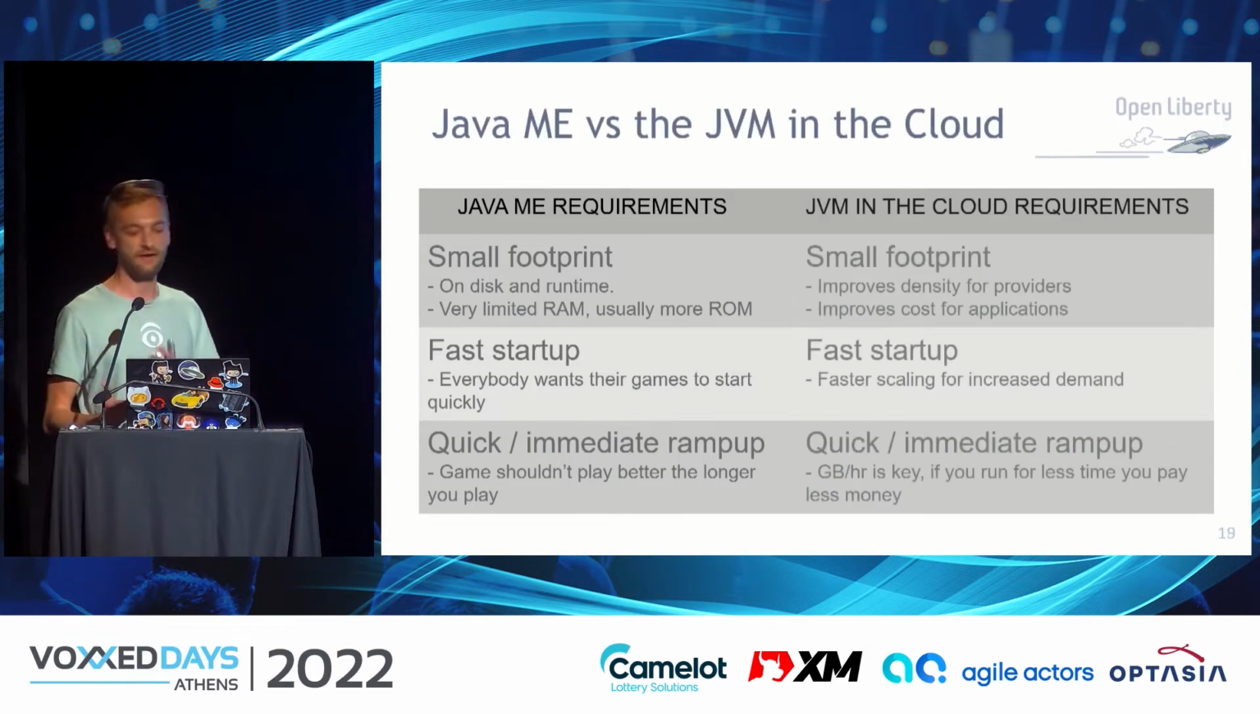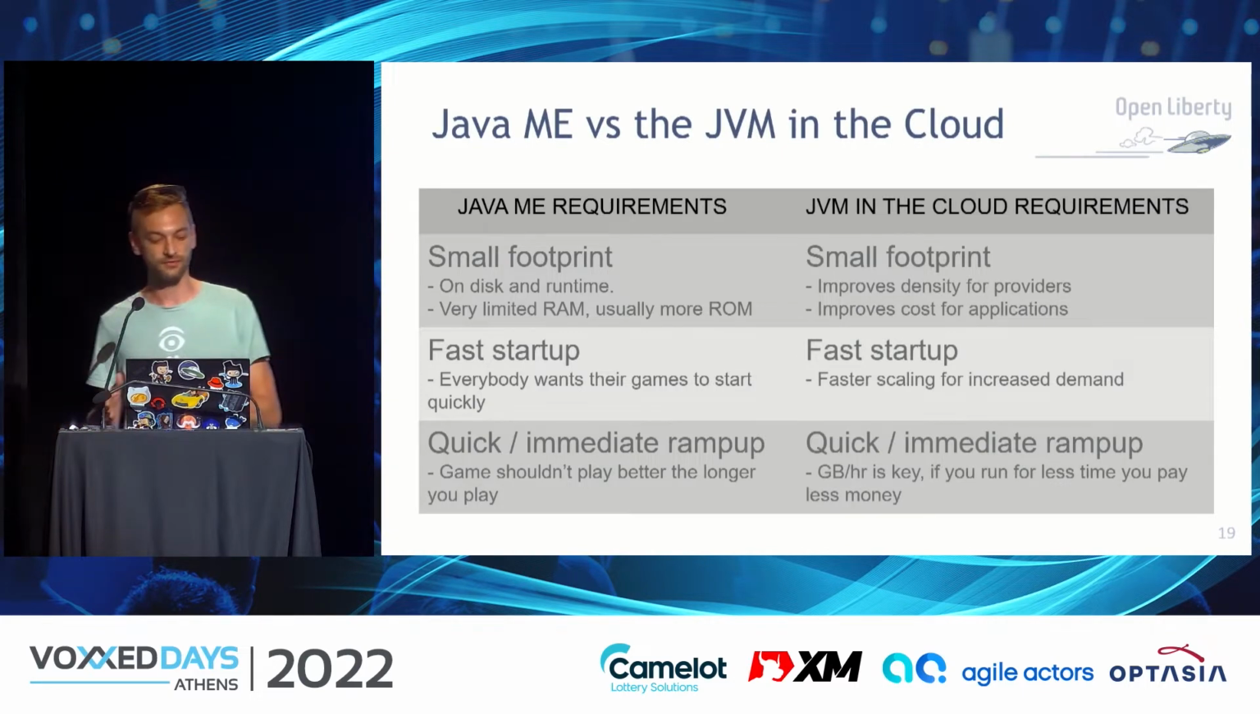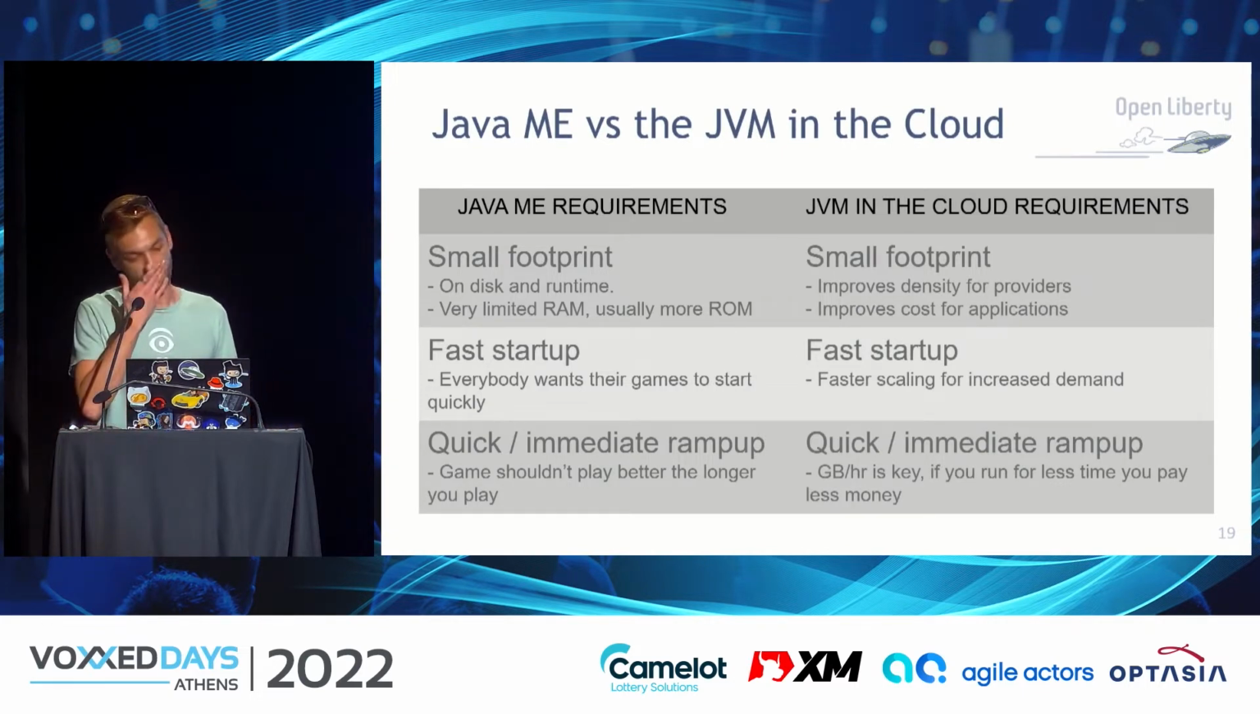So if we compare these characteristics to the JVMs in the cloud, they're pretty similar. You've got small footprints, fast startup, and quick immediate ramp-up. Again, we want a small footprint because we don't want to be using lots of memory. We want fast startup because the time it takes our applications to start up is pretty much wasted time, and we want it to ramp up quickly.